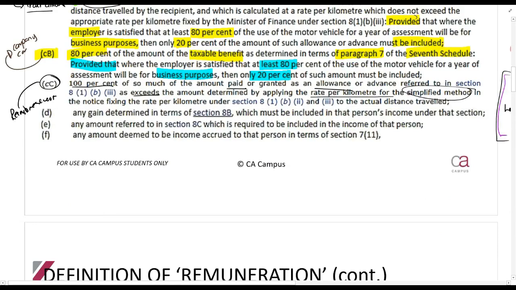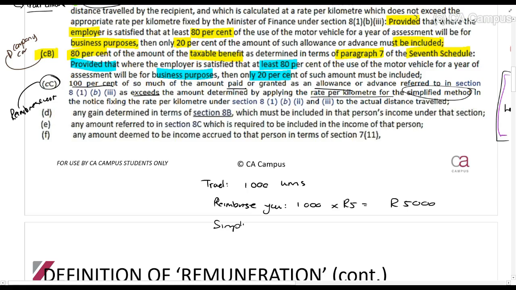Right, now, how does that work? Let's say you travel 1,000 kilometers and your employer says, we will reimburse you 5 rands per kilometer. You'll remember that there's a simplified method available, right? Which says that there's a certain amount, okay, whatever is left, that amount is taxed.